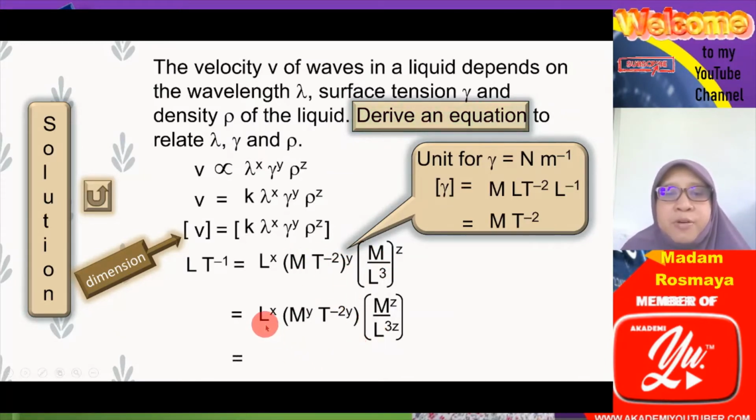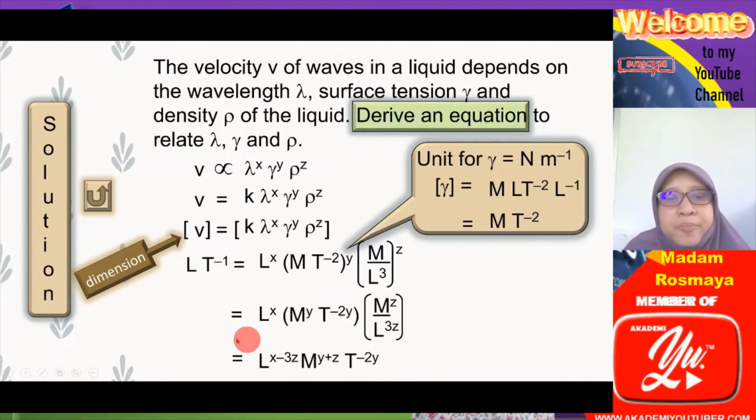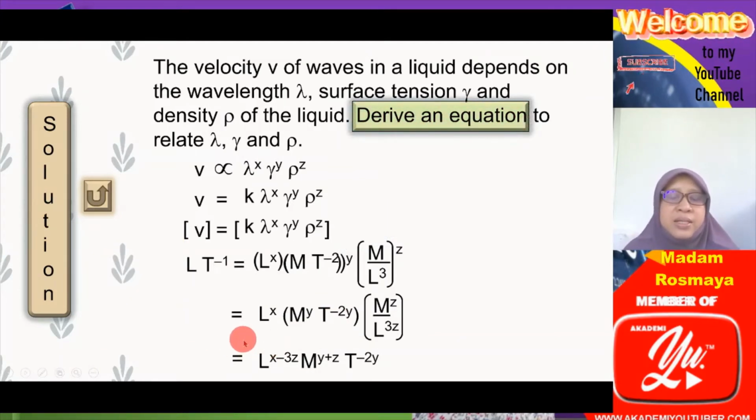Okay, now simplify for x, for L. L is x minus 3z, because this one is division, so x minus 3z. Then M we have Y and Z. So both are at the top. So that means the power is plus Y plus Z. And lastly T. Okay, T is only one T here. So T remains the same. T to the power of negative 2Y. Okay, now we have simplified the dimension here. So left and right will have the same dimension, both variables.